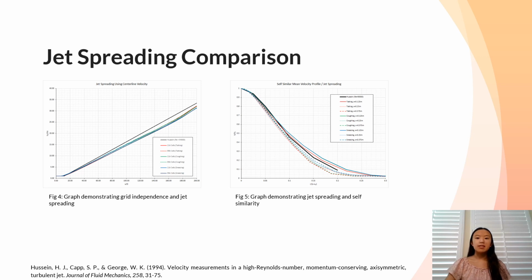Hussein's data is represented by the black line on my plots. Figure 5 represents the self-similarity of the jet. At any distance, the jet will be similar to a jet at a farther distance. I chose to show the jet spreading at 0.125 meters, 0.25 meters, and 0.375 meters. The jets all have the same pattern, which demonstrates their similarity.